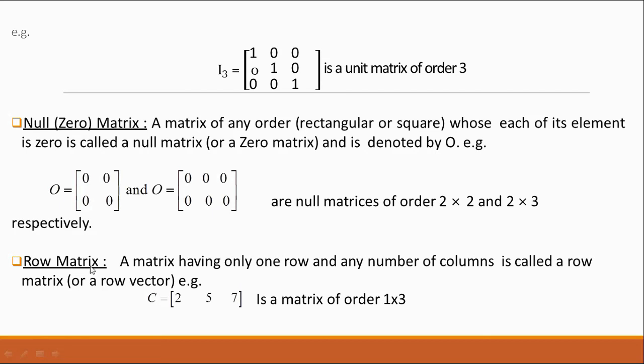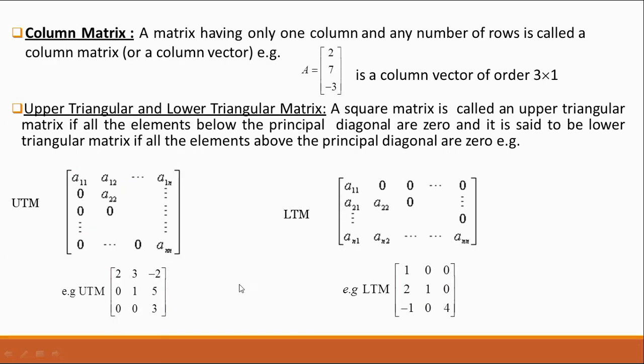Now, what is a row matrix? A matrix having only one row and any number of columns is called a row matrix. For example, in this matrix there is only one row, so this is a row matrix. Now the column matrix. A matrix having only one column and any number of rows is called a column matrix. For example, in this matrix there is only one column, so this is a column matrix.